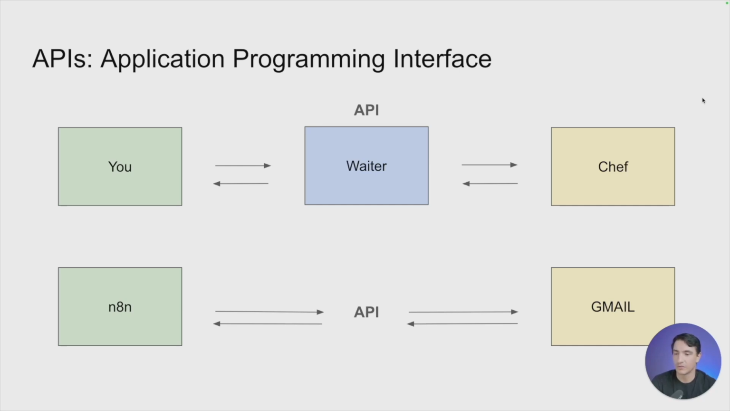So when you think of using N8N, when you want to go externally for information, you're going to use a waiter. So that's an API. We'll connect N8N to, for example, your Gmail or your Google Drive, or as we did in the example, OpenAI.